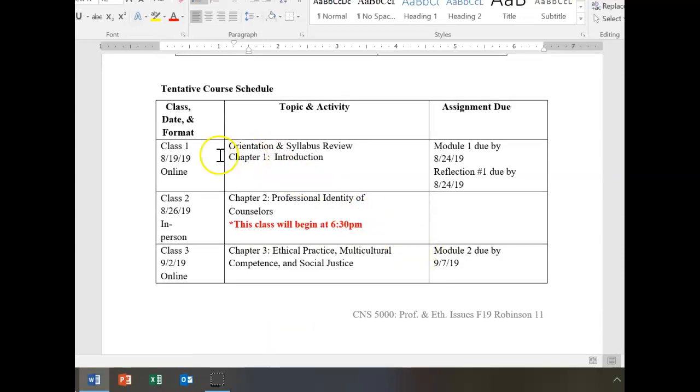As you can see here, we will not meet the very first Monday of classes because you all will be meeting with Dr. Unger for theories. So on 8/19/19, you have an online assignment, and you can see that your very first reflection is due on 8/24. This is very important. Class number 2 on 8/26/19.